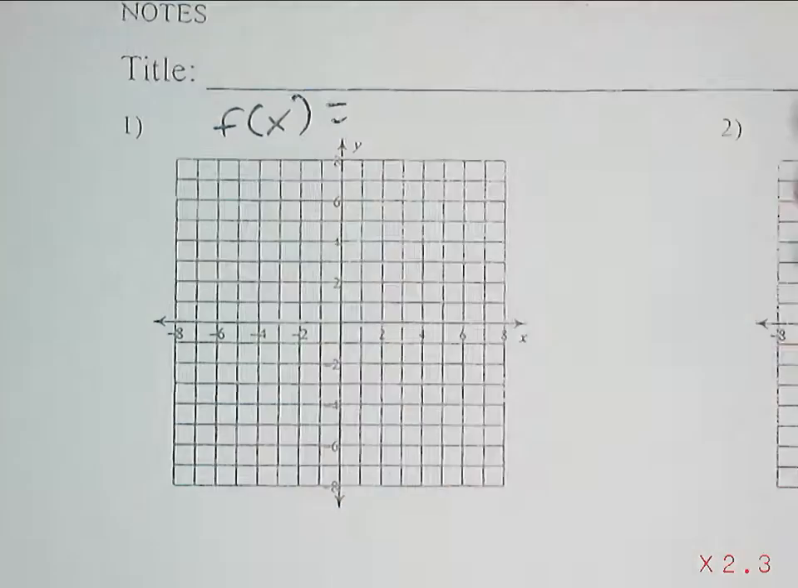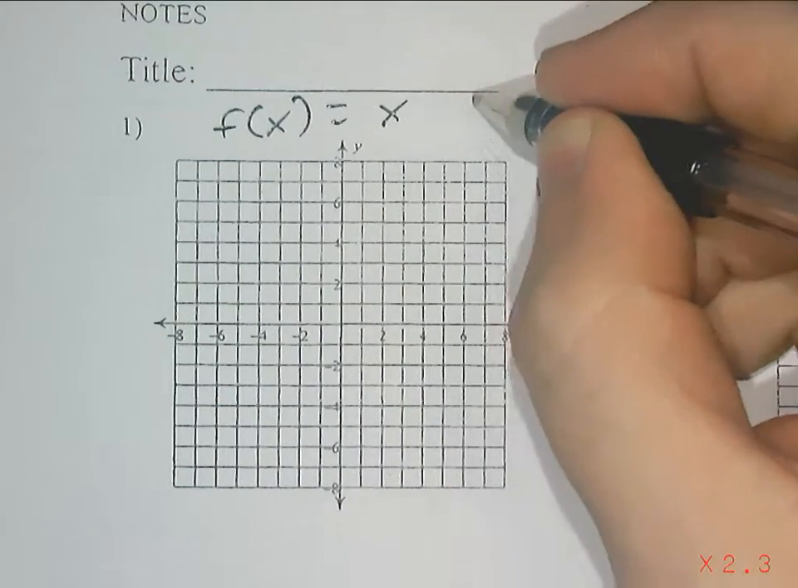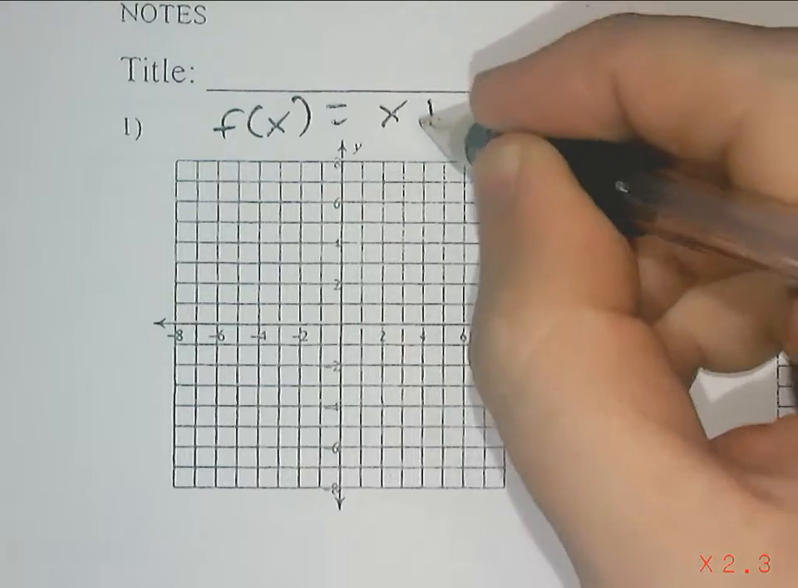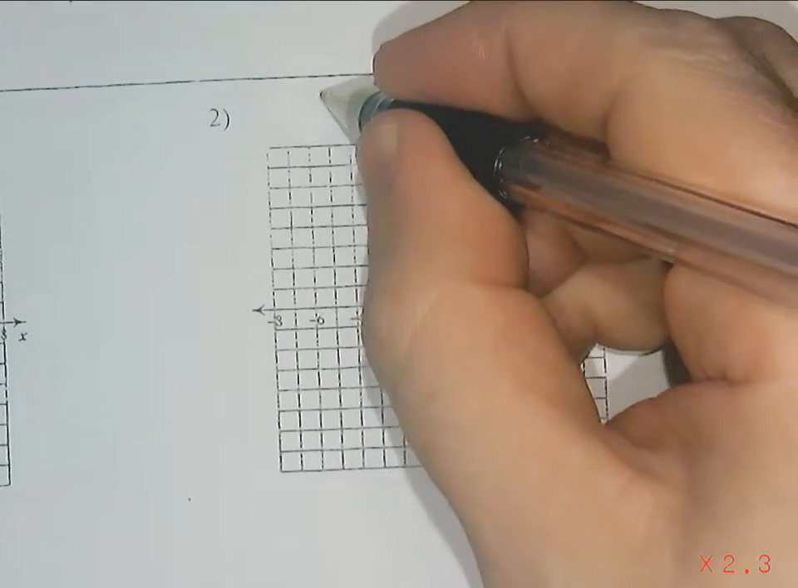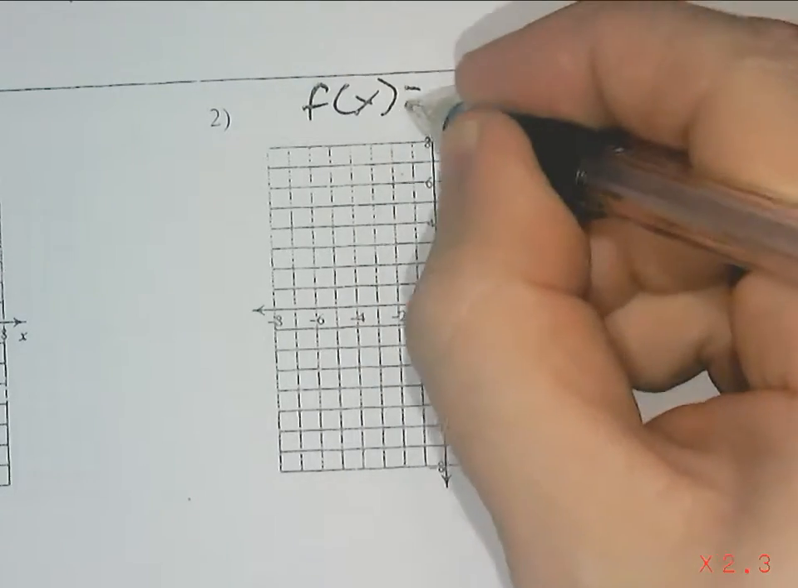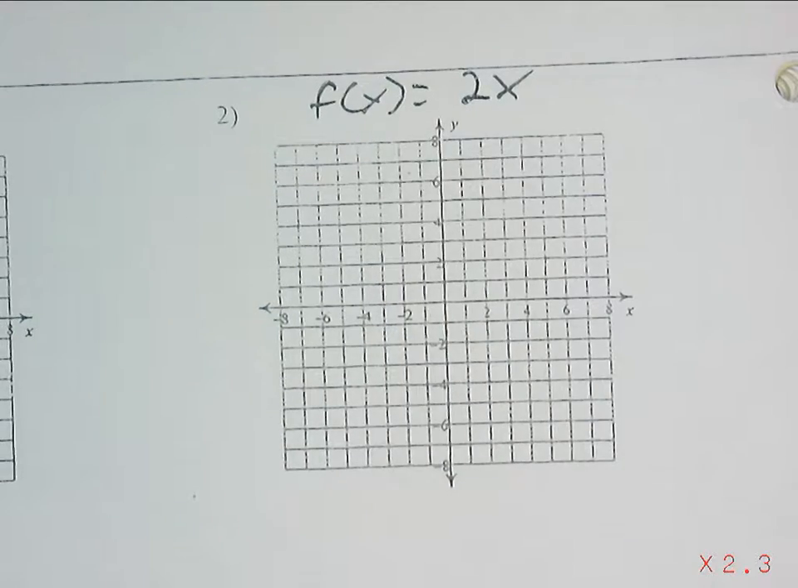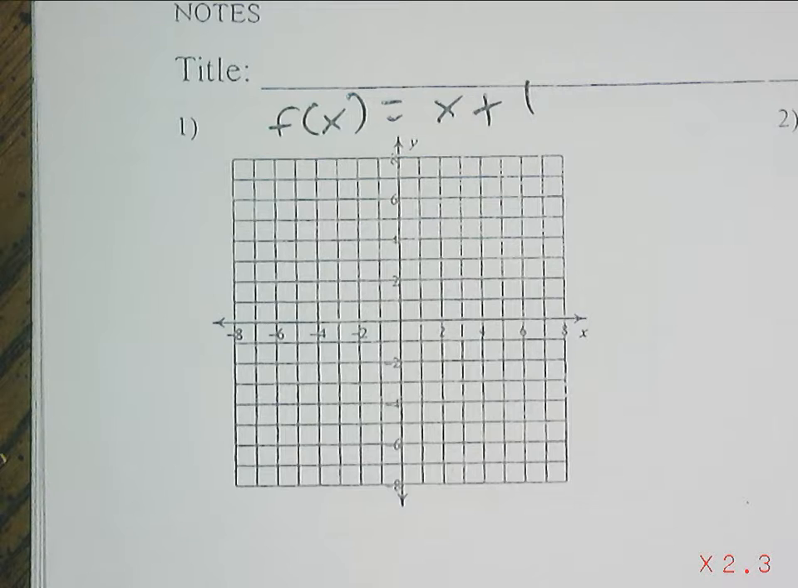So let's say I'm given f of x equals x plus 1, and let's say I'm given f of x is equal to 2x. So just really basic functions. I'm just going to graph these individually.